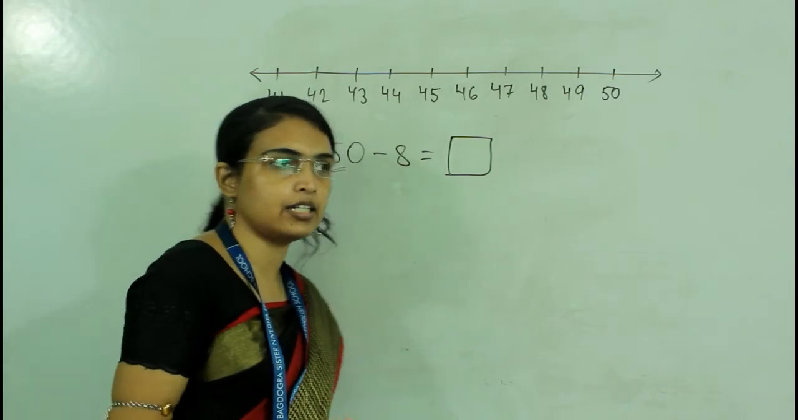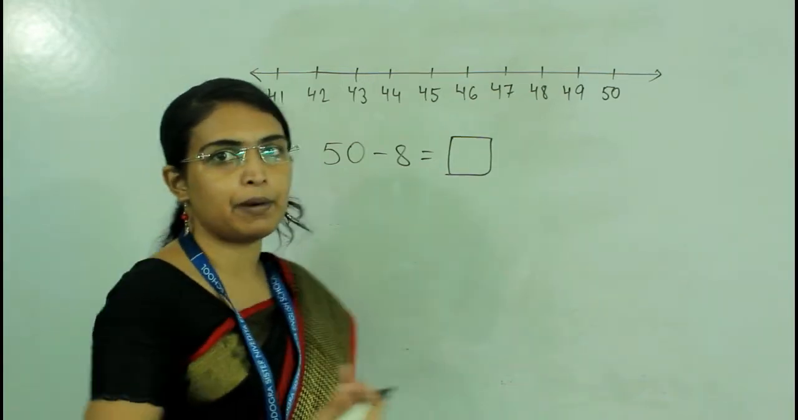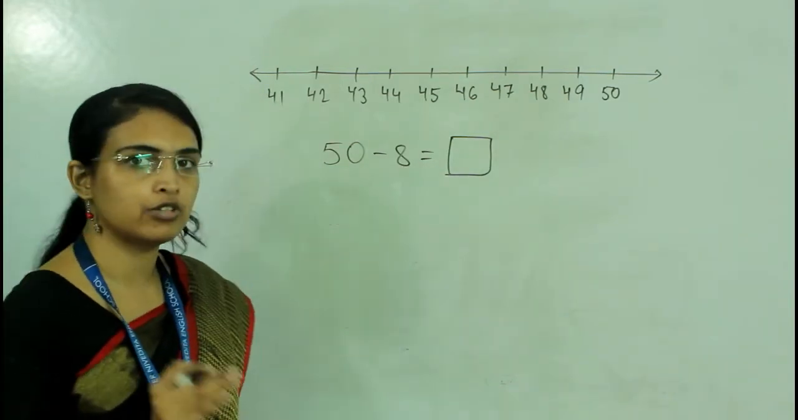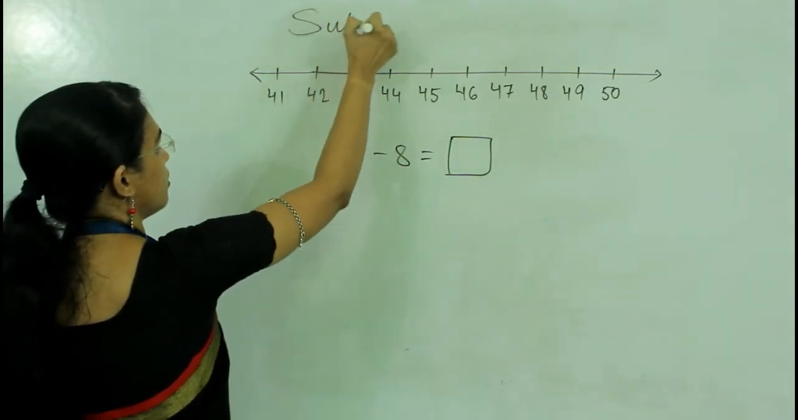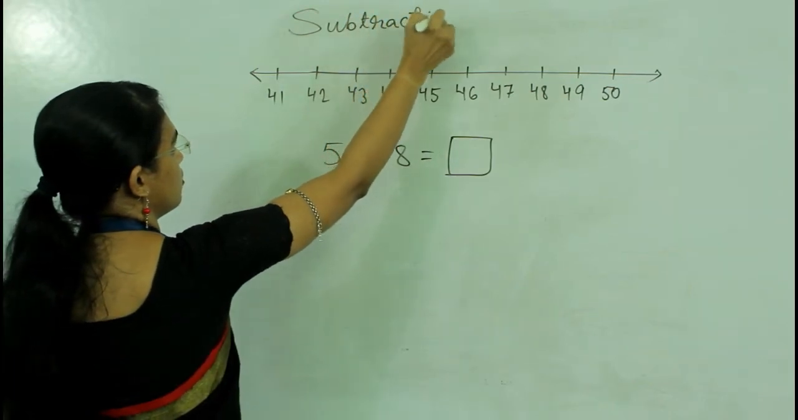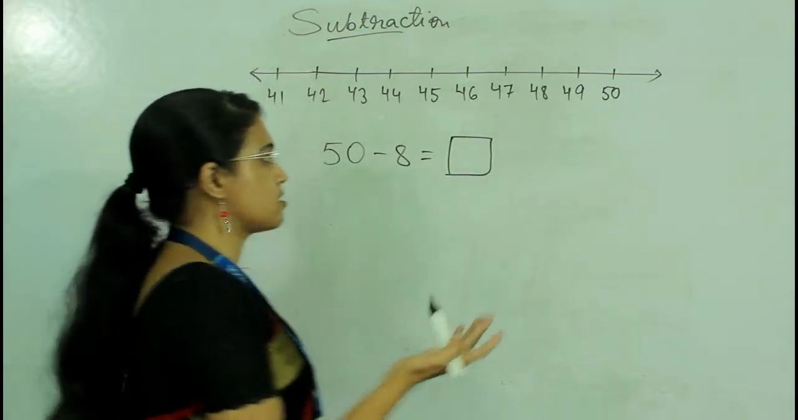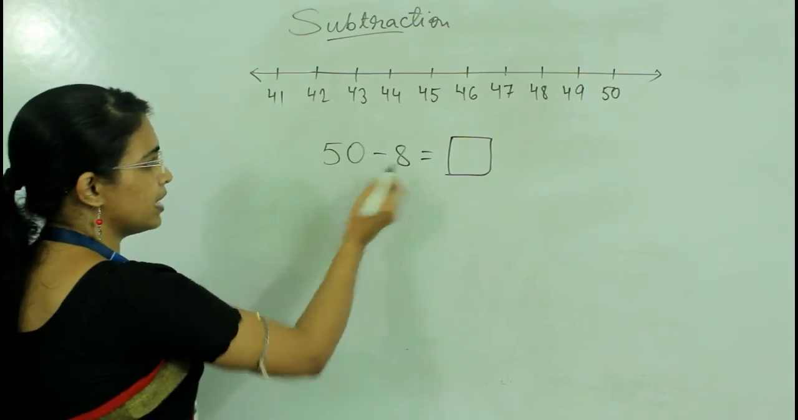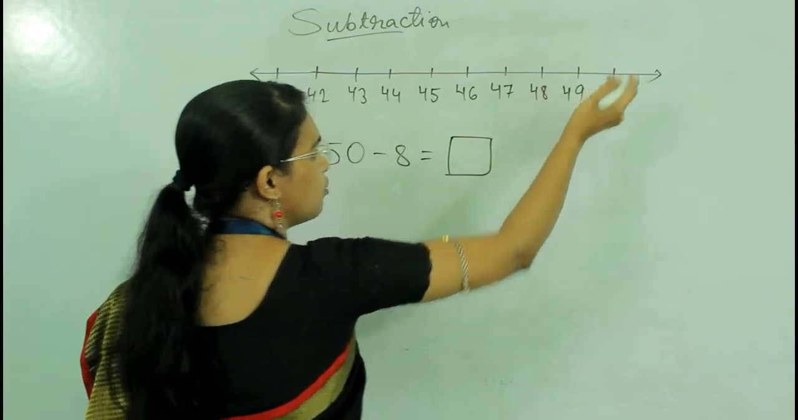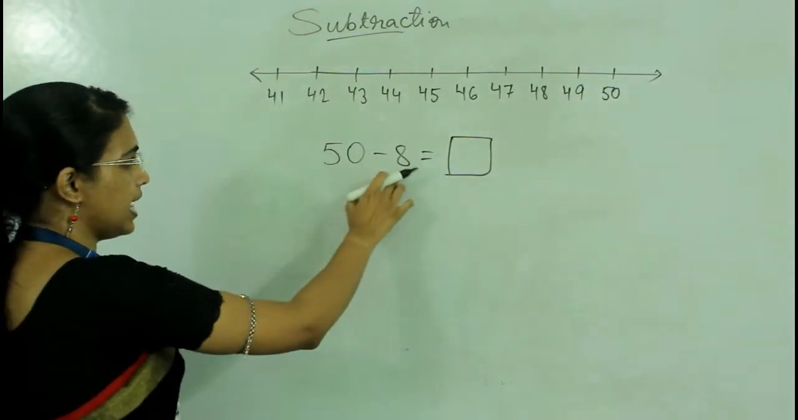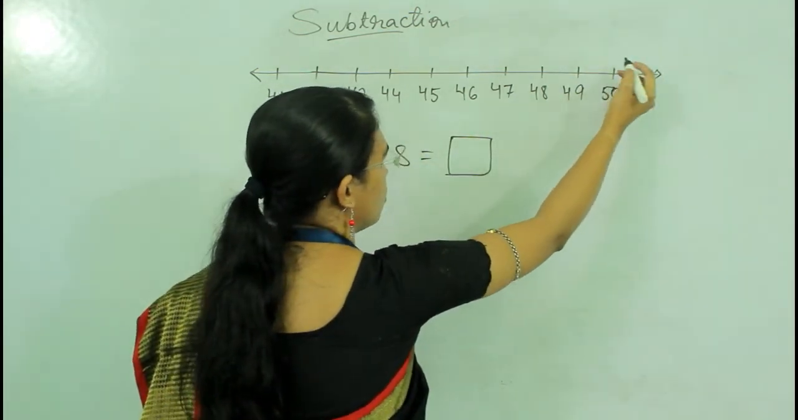Have you remembered that in our previous class I told you when we are doing subtraction we have to go backward, and when we are doing addition we have to go forward. So now we are doing what? Subtraction. So in which direction do we have to go? Forward or backward? Yes, backward. So the question is 50 minus 8. Suppose we are here at 50. We have to take how many back steps? 8 back steps, because we are doing minus or subtraction.